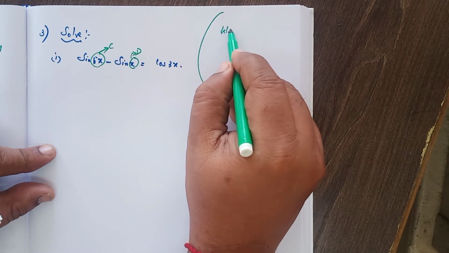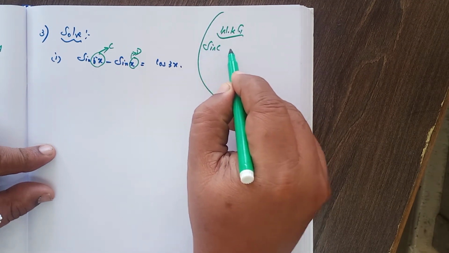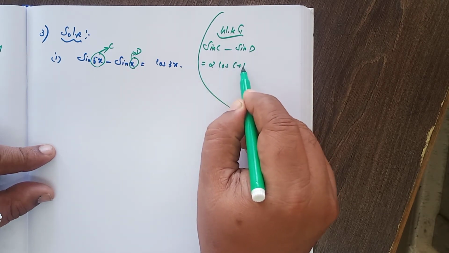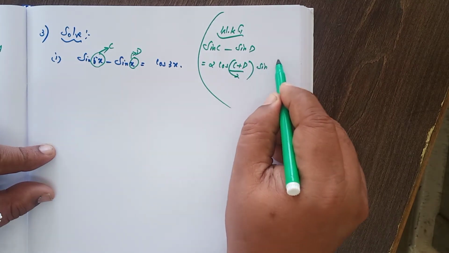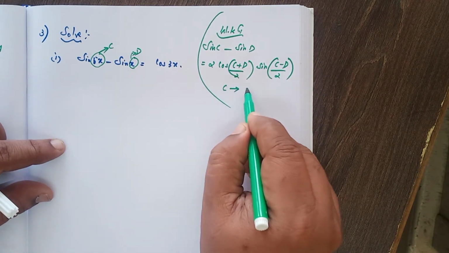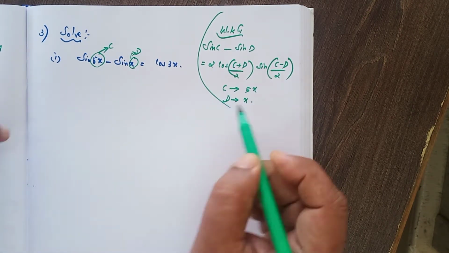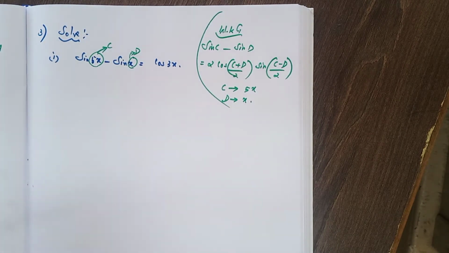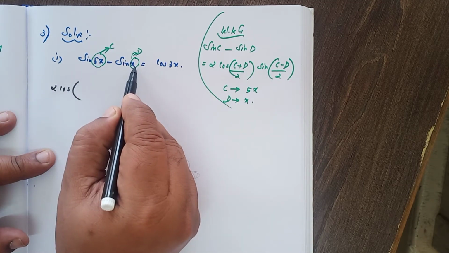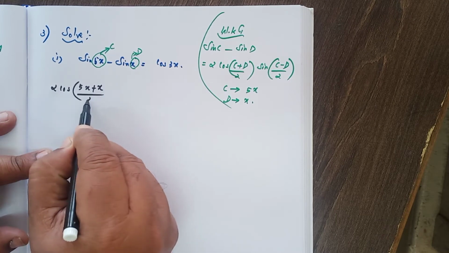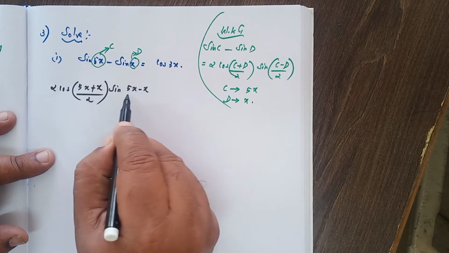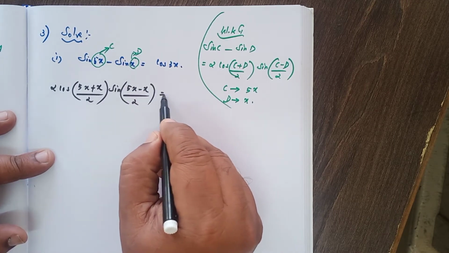We know that sin C minus sin D is equal to 2 cos of (C plus D) by 2 into sin of (C minus D) by 2. Here C is equal to 5x and D is equal to x. So 2 cos of (5x plus x) divided by 2, sin of (5x minus x) by 2, minus cos 3x.